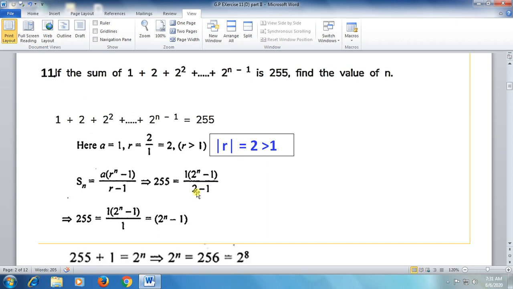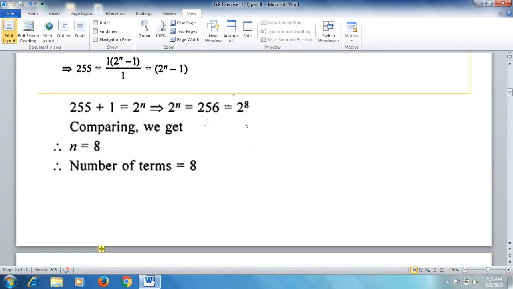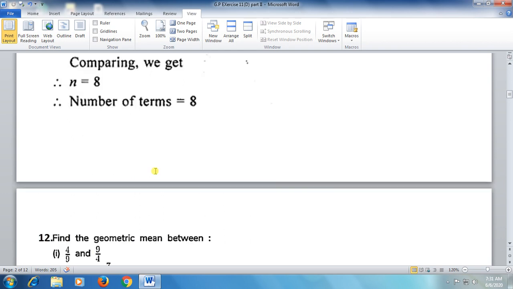In the denominator, 2 minus 1 remains 1, and 2 to the power of n minus 1 is equated to 255. Hence, 2 to the power of n is equal to 255 plus 1, that is equal to 256. As we have power 2 on the other hand side, let us express 256 in terms of 2. That means to say 2 to the power of 8 is 256. Therefore, n is 8. The number of terms in this GP is equal to 8.